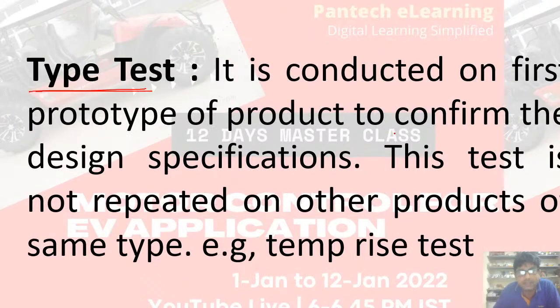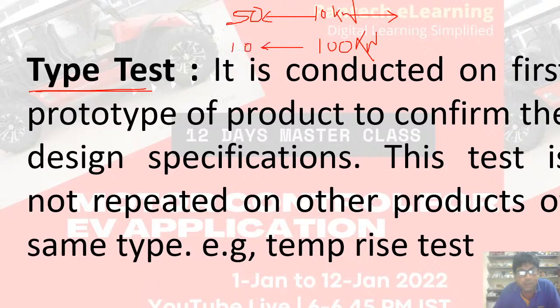Type test will be conducted on one machine from each type. Say one machine is 10 kilowatt, one machine is 100 kilowatt. So for this 10 kilowatt machine, say I have ordered 50 numbers, and for the 100 kilowatt machine, I ordered 10 numbers. Routine test will be conducted on all 50 and all 10 numbers, but the type test will be done only on one number.